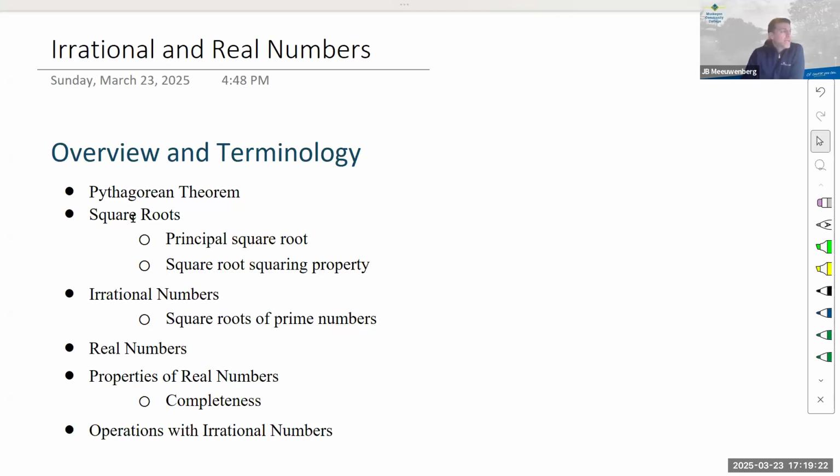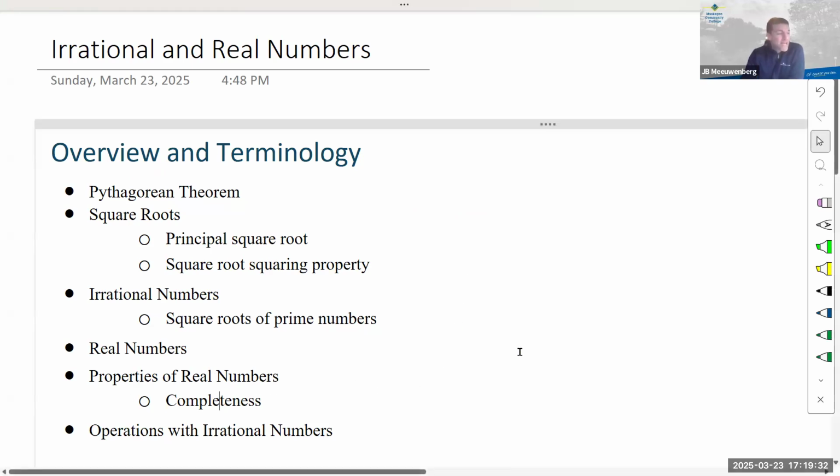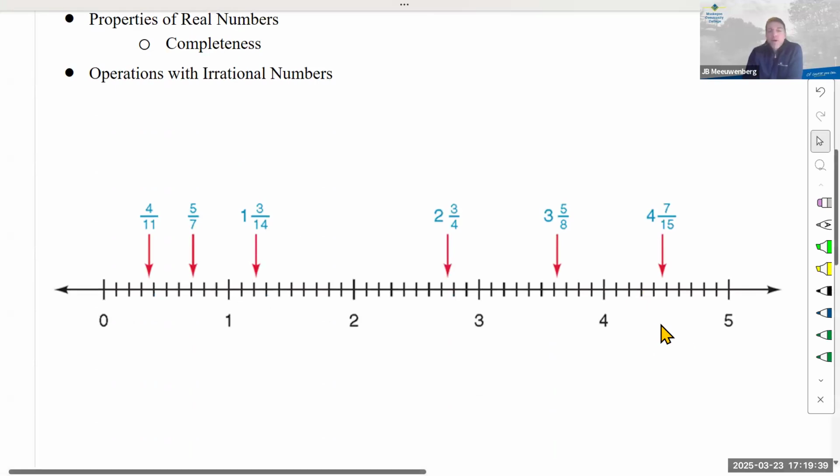And it is talking about the Pythagorean theorem, square roots, irrational numbers, real numbers, the properties of real numbers. We're adding a new one called completeness, and then operations with irrational numbers. And so we're going to start this by showing a number line. These should look familiar. We talked about them before. They are rational numbers. Rational numbers, remember, are any number that can be written to look like a fraction. And all of these numbers are there.